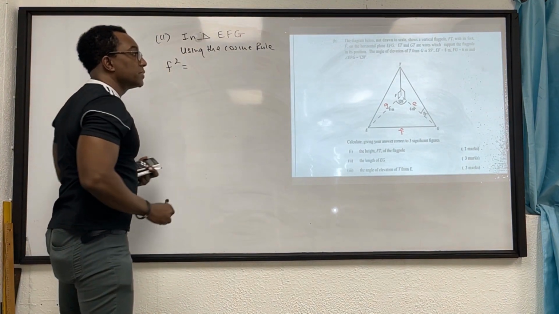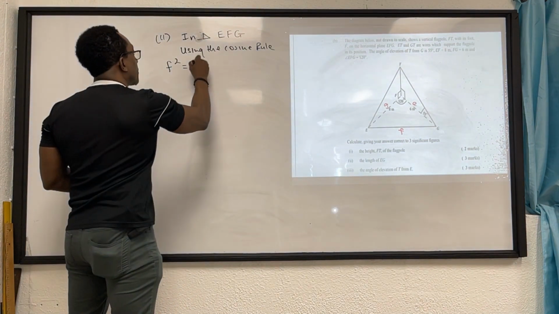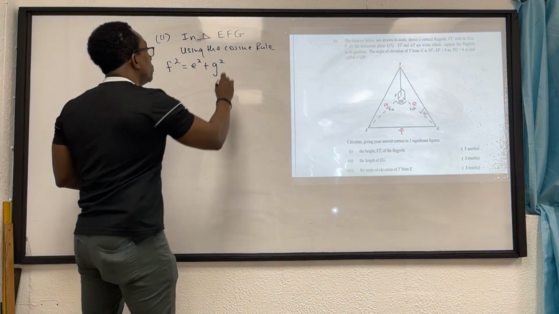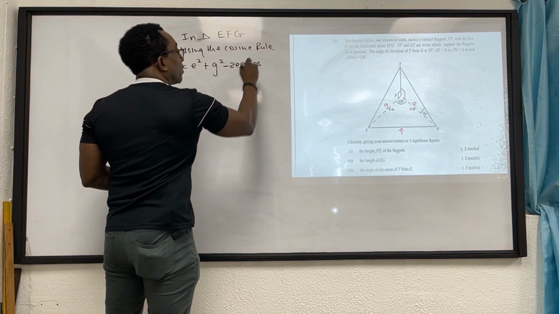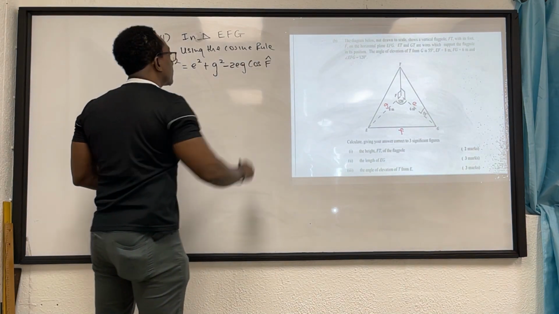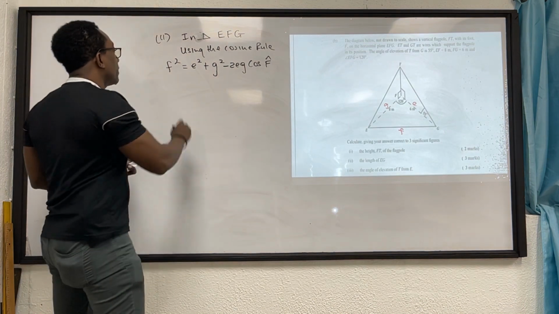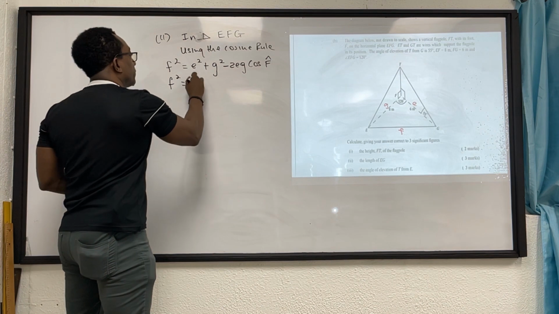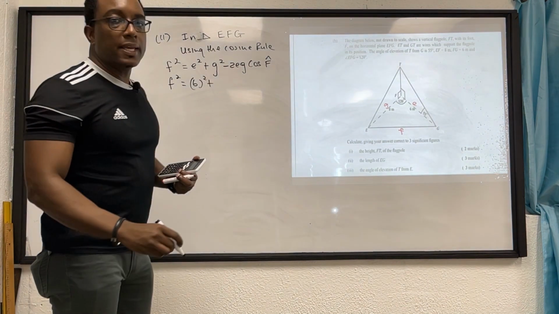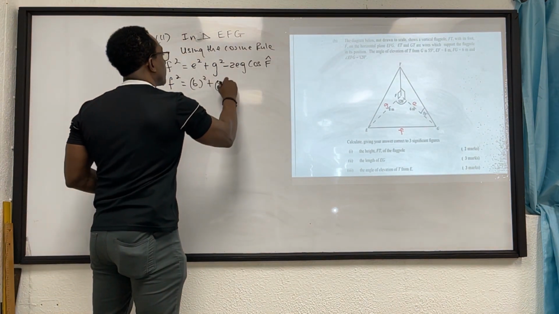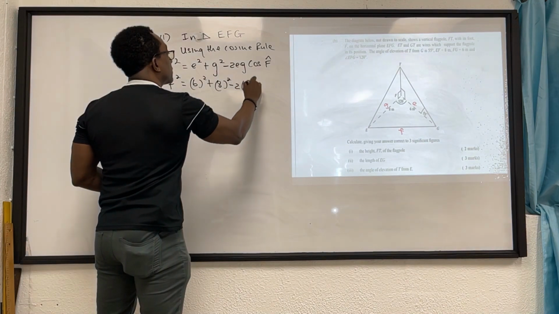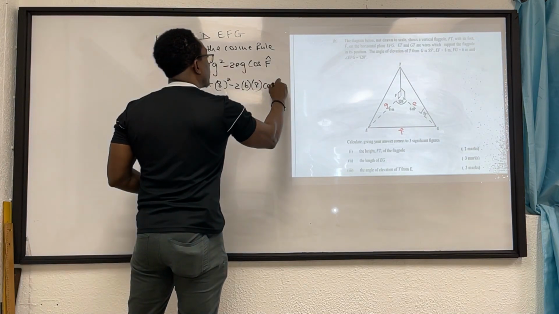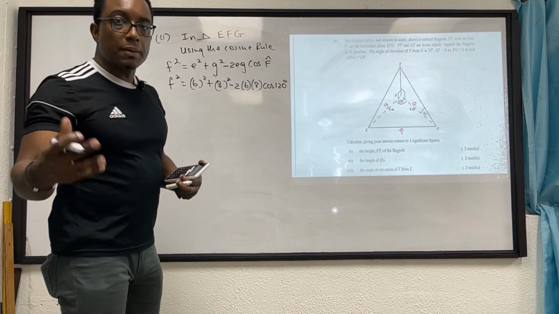F squared is equal to E squared plus G squared minus 2EG cos the angle at F. Let me substitute. F squared is equal to E, which is 6 in brackets squared, plus G, which is 8 in brackets squared, minus 2 times 6 times 8 cos the angle at F, which is cos 120 degrees. Making sure you remember our steps to the cosine.